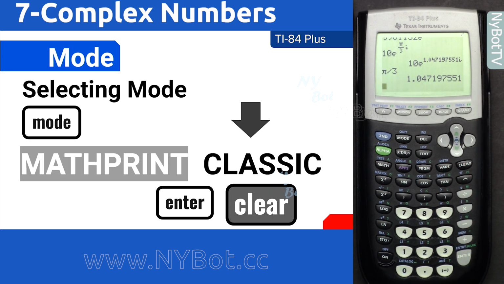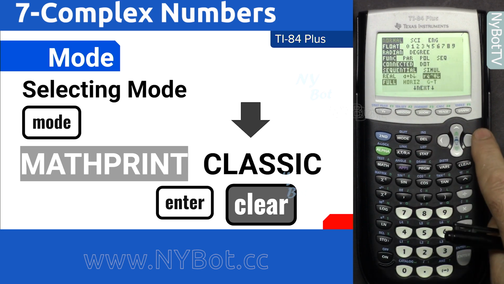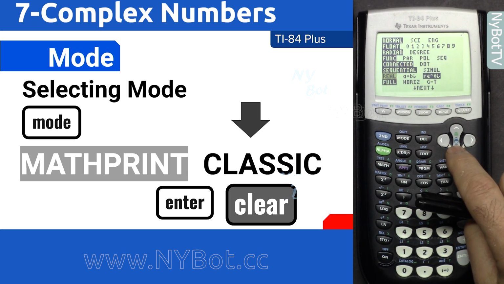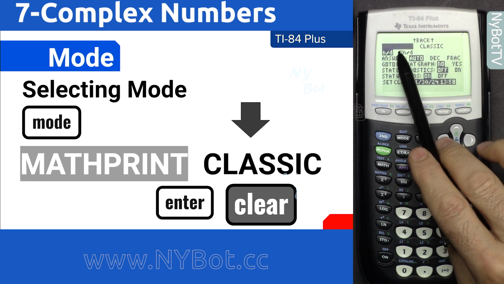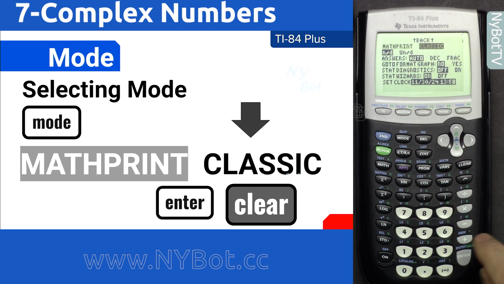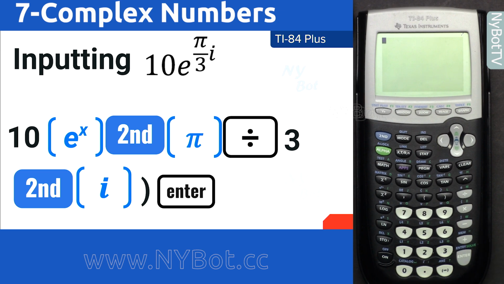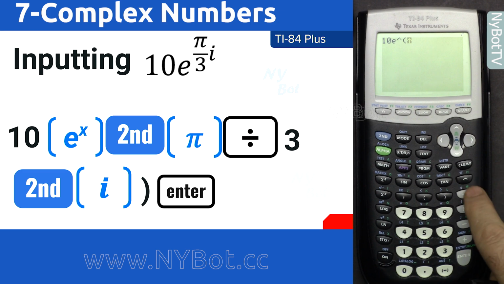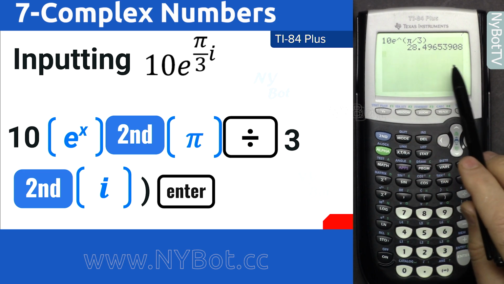Now select the mode as classic. Press mode, and then scroll down on the screen until you see we are in math print mode. Go to classic, enter, and then clear. Now let's enter this value: 10, second function e to the power, and then press second function pi divided by 3, close the parenthesis and press enter.